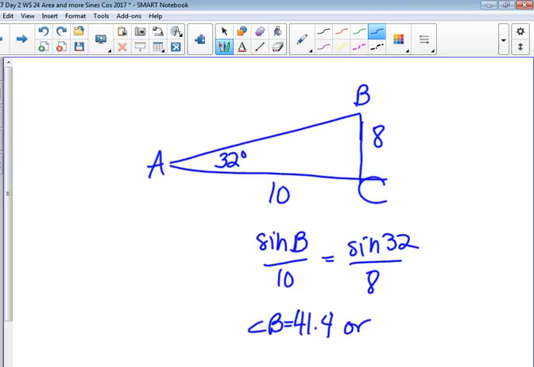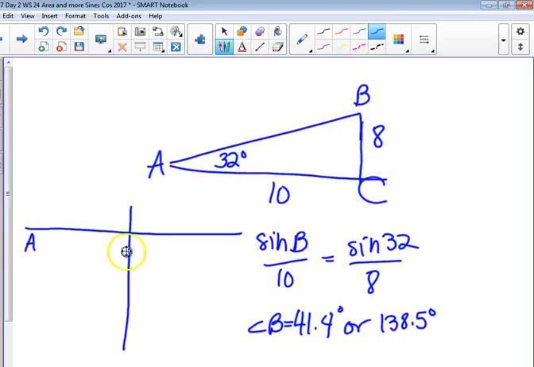Or 138.5. How do I know if I get to throw either of those away? Because there's a 32, right? Is it possible to have a 138 and a 32? It's only 170, right? So it is possible. So if this was a solve the triangle question, you now have to do everything twice. It's not as complicated as it sounds.